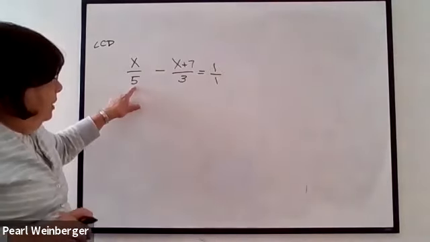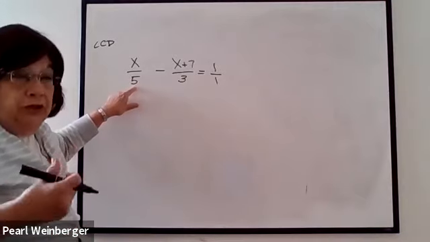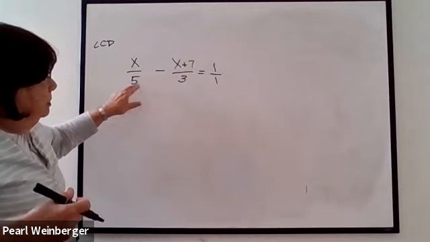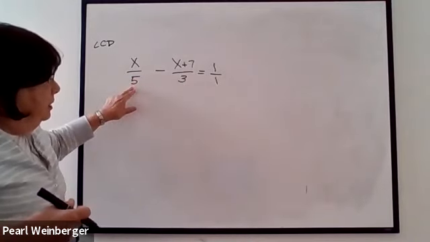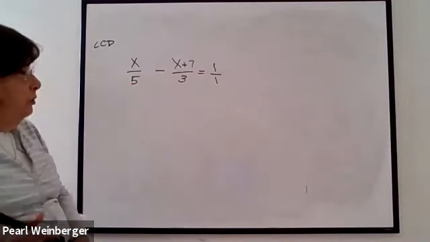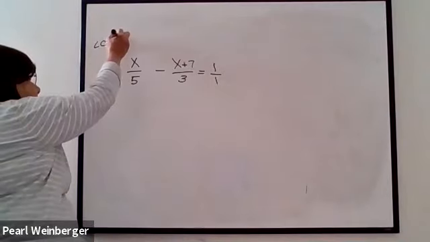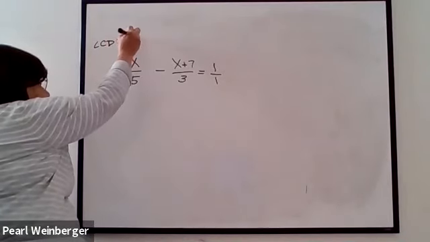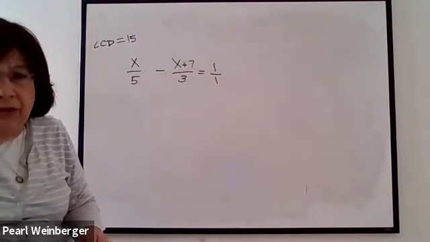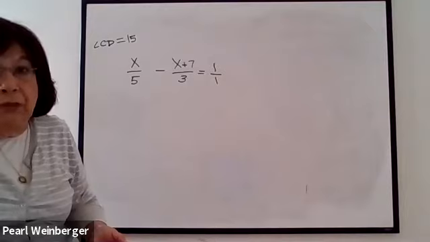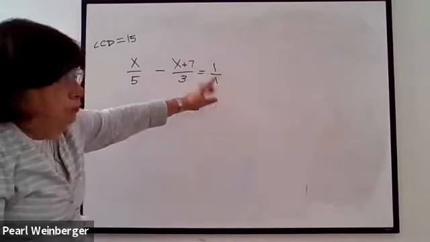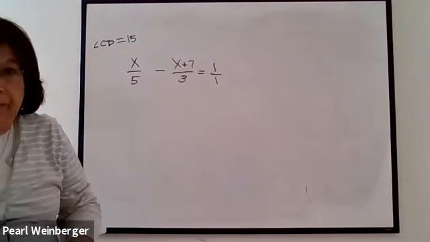So then I take the 5 and multiply it by the next number, which is 3. 5 times 3 is 15. Notice 3 will divide evenly into 15, and 1 will divide evenly into 15. So my LCD in this case happens to be 15. If you run into trouble and you can't figure out the LCD, you could just multiply all the denominators together. Notice if I did 5 times 3 times 1, I would have also gotten 15.